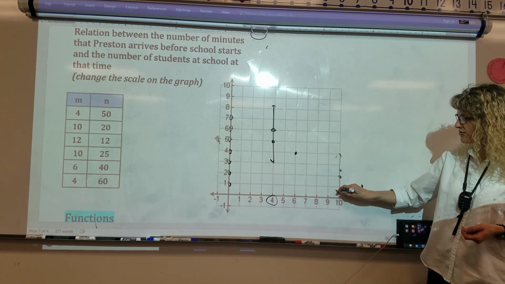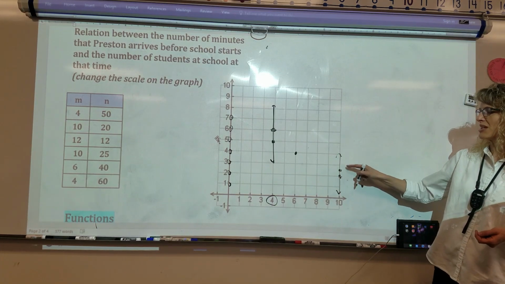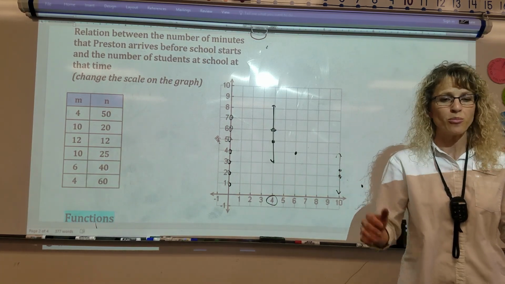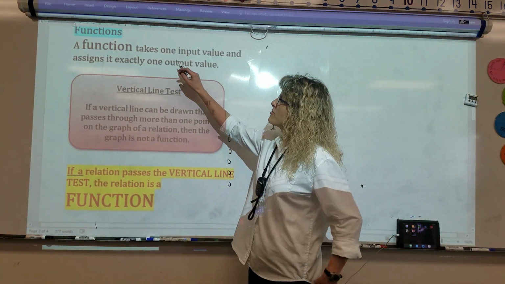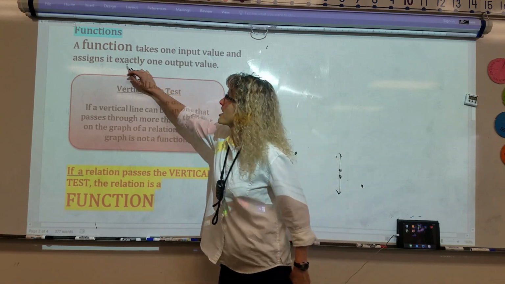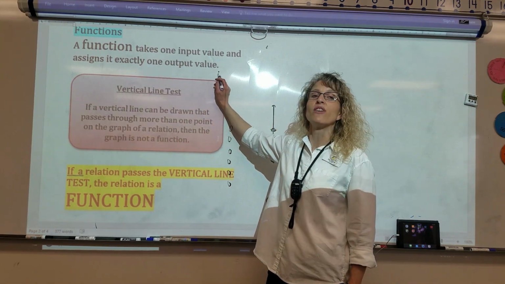So again, another vertical line test right here. This tells me it's not a function because I have 2 outputs. So here we go. A function. A function is something that takes one input value and assigns it exactly one output value.